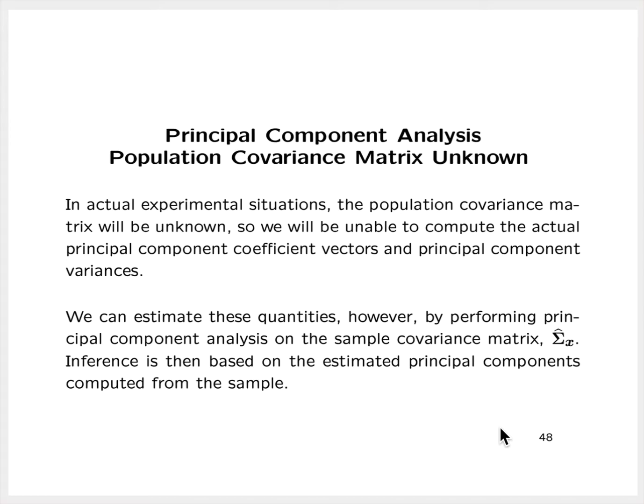Now, we can estimate these quantities, however, by performing principal component analysis on the sample covariance matrix, which, if you'll remember back to our discussion when we talked about estimating the parameters of a multivariate normal distribution, we talked about how to estimate the population covariance matrix using data. And we denote that sample covariance matrix or estimated covariance matrix this way. So we put a hat on it, and that indicates that it's the sample covariance matrix, and in particular that it's the unbiased version of the estimated covariance matrix.